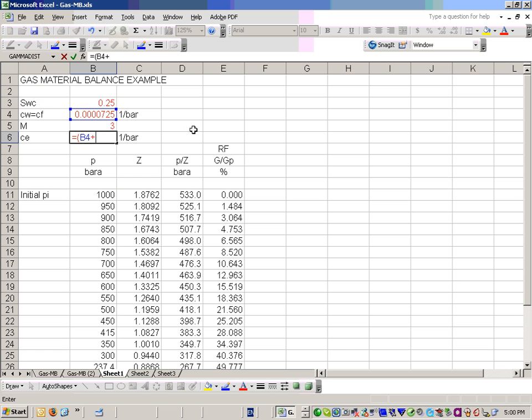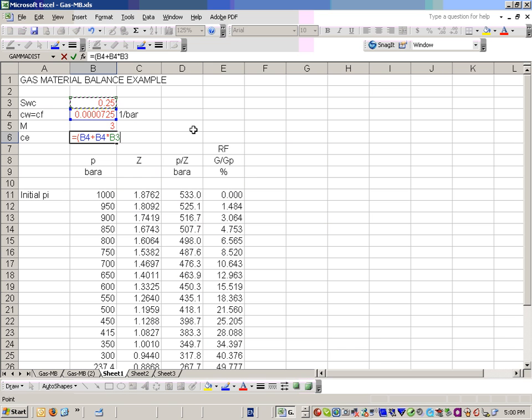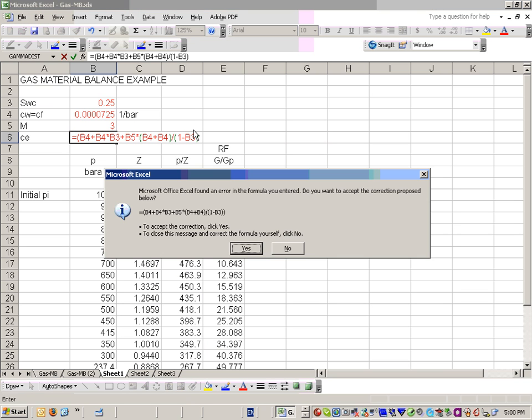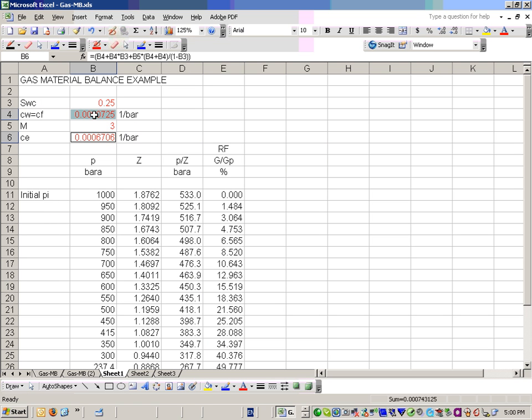That's Cf plus Cw times Swc, and then it's plus M times the sum of these, basically that plus that again, and then divided by 1 minus the connate water saturation. We need another parenthesis to fix that for us, and then we'll put these in units we're familiar with.